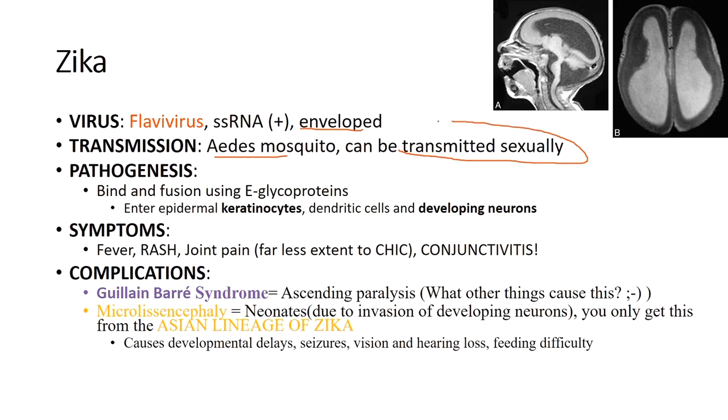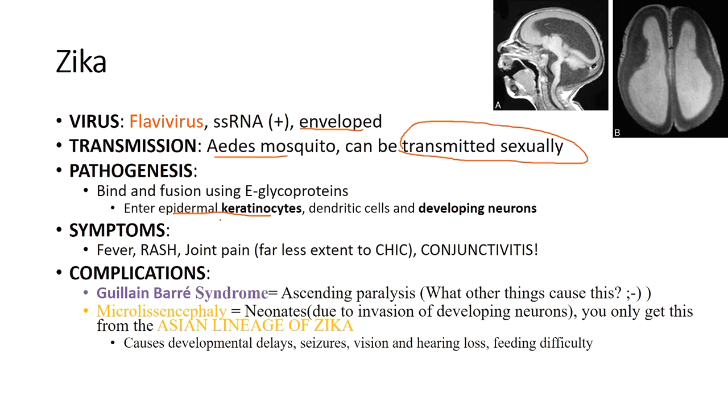However, this is one that can also be transmitted sexually. And so this is a little bit different than the three we just covered. So this is something you want to be looking out for in patients that might have this as well. So pathogenesis, pretty much it binds and fuses to E-glycoproteins on cells, such as your epidermal keratinocytes. And this can cause bleeding and stuff like that.